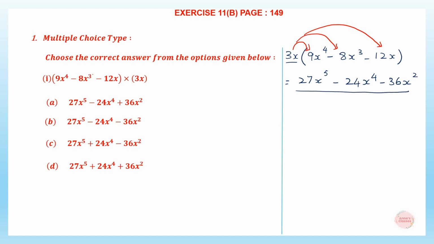Now which answer is this among the options given? 27x to the power of 5. Now everywhere we have 27x to the power of 5. Then we have minus 24. Let's look for minus 24. Here we have two options, minus 24x to the power of 4. Here also we have it. Let's see the last one, minus 36x square. So here it is plus 36 and here it's minus 36. That means option B is our answer. So let's take option B. So that is our correct answer.